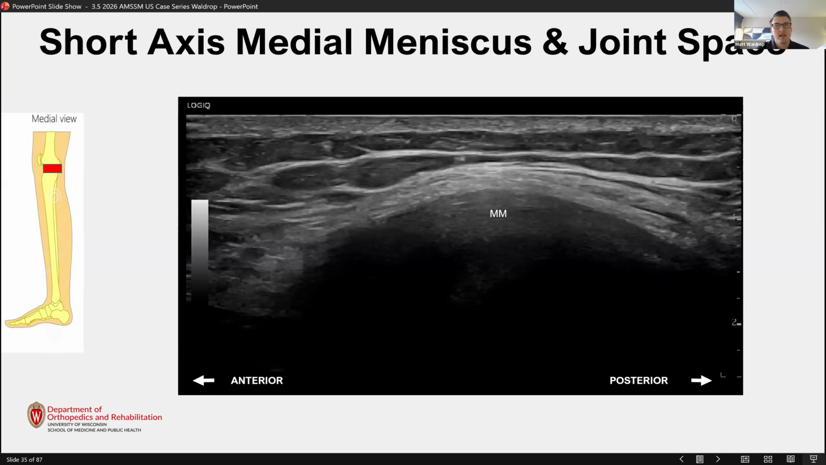So turning the transducer 90 degrees, this is the medial meniscus and medial tibiofemoral joint space in short axis. Looking in between the femur and tibia, you can again see the outermost portion of the medial meniscus, but not often is there a lot to gain from this evaluation, and this would be considered normal again for our patient.